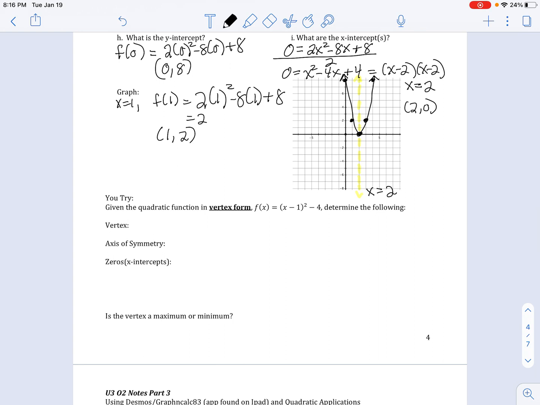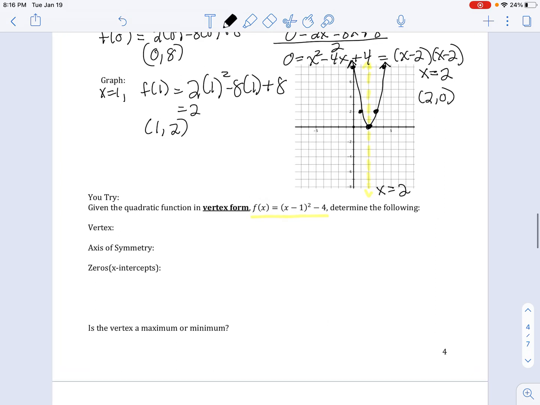Okay, last example for this. Given the quadratic function, determine the following. Now notice I'm not asking you to graph it, okay? So just using the equation, can you figure out this information? So the vertex, okay, again, this is in vertex form, x minus h, so we pull the 1 out as h, minus 4, negative 4. So 1, negative 4. Axis of symmetry, x equals 1. So it is the vertical line through the vertex.